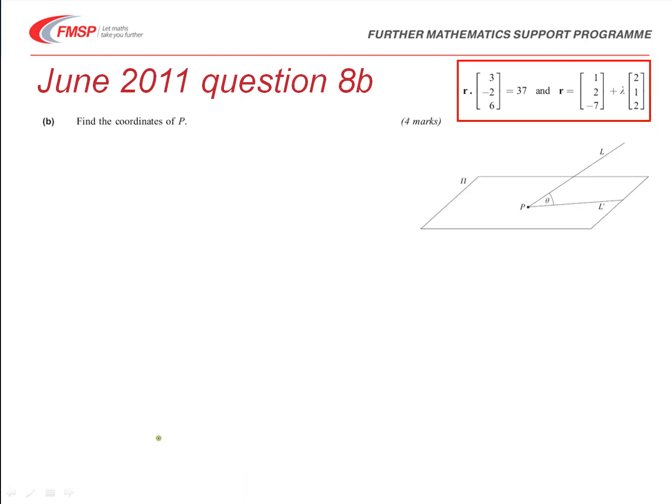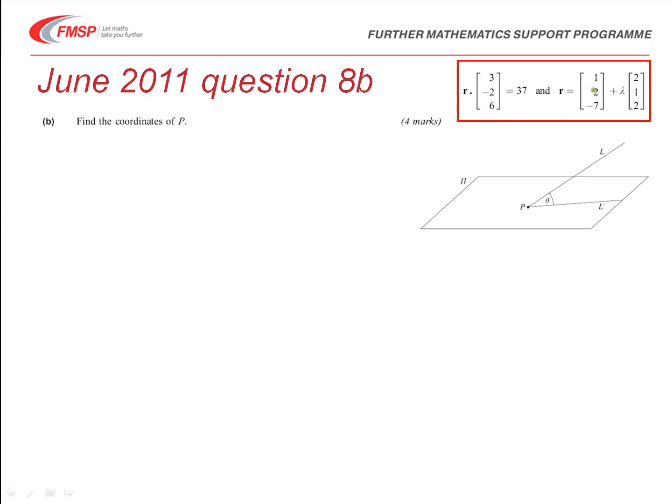Okay, into part B. In this part we're expected to find the coordinates of P, and you remember P is going to be the intersection of the line with the plane. So we need to find the intersection, which means the equation of the line needs to fit into the equation of the plane in order to find the point of intersection.